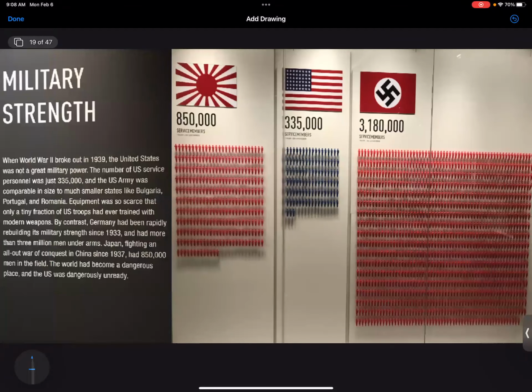All right. The last one I wanted to do was they were trying to display in an interesting manner the relative strengths of different countries at the start of World War II. And so they have the armies of Japan, the Empire of Japan, the United States, and Nazi Germany. They did it visually by putting little soldiers for everything. But they also had some text.